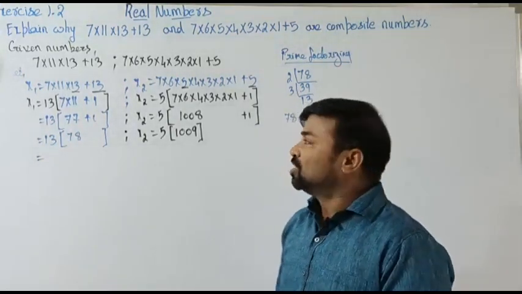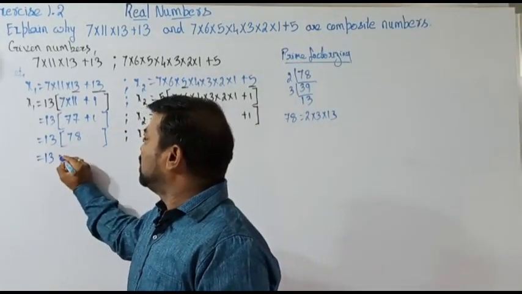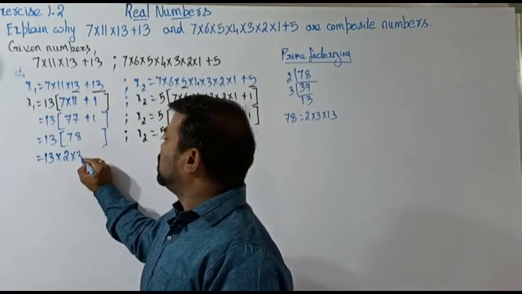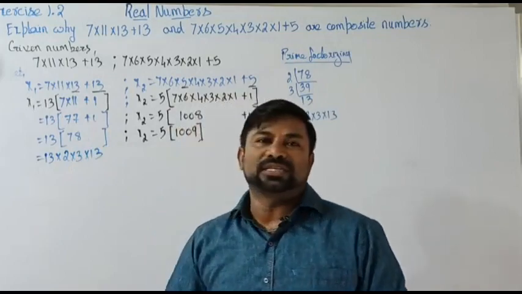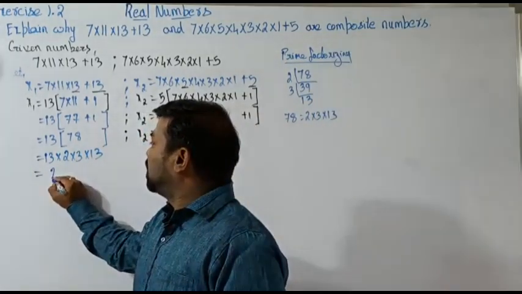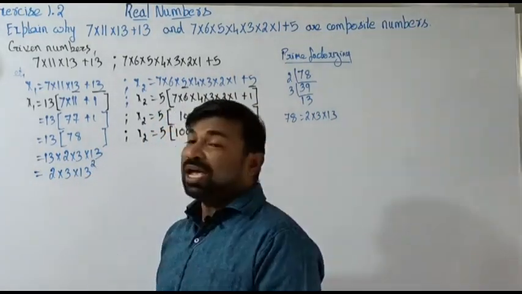You got that one? So 78 is 2 into 3 into 13. I like to plug in there. So 13 into, what is 78? 2 into 3 into 13. So what I have done, the 78 present here has been prime factorized. If you check it out, it's nothing but 2 into 3 into, shall I call it as 13 square?